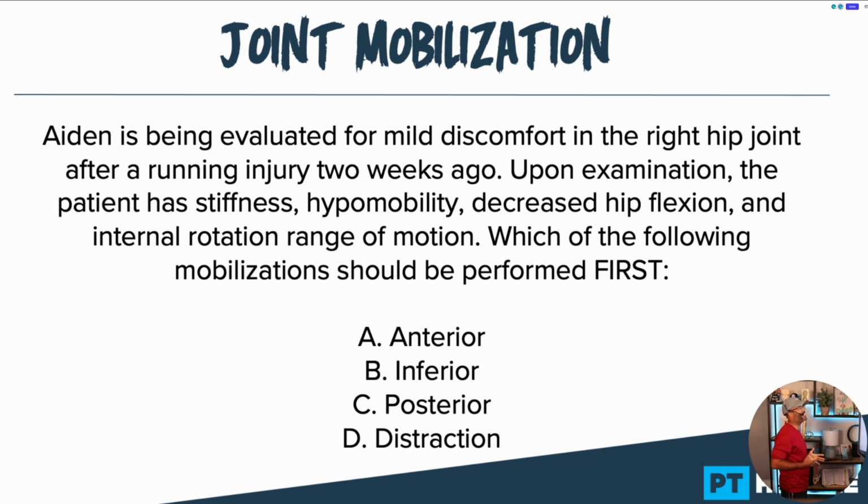We have Aiden, who is being evaluated for mild discomfort in the right hip joint after a running injury 2 weeks ago. Upon examination, the patient has stiffness, hypomobility, decreased hip flexion, and internal rotation range of motion. Which of the following mobilizations should be performed first? A, anterior; B, inferior; C, posterior; D, distraction.